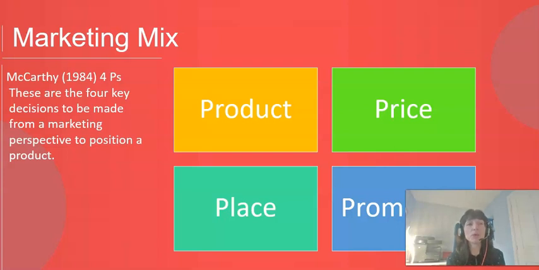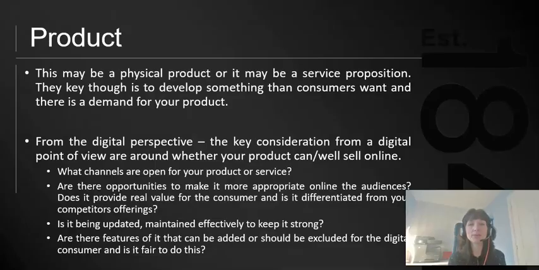So the marketing mix was created in 1984 and started off the original marketing mix with 4 Ps. And these are 4 decisions that organisations make when it comes to their marketing. So we need to decide what we're going to sell, our product, how much we're selling it for, our price, where we're selling it, our place, and how we're going to promote it, so that people know about it, our promotion. So all very straightforward, but actually there are a number of aspects to each of these decisions, which we're going to look at now.